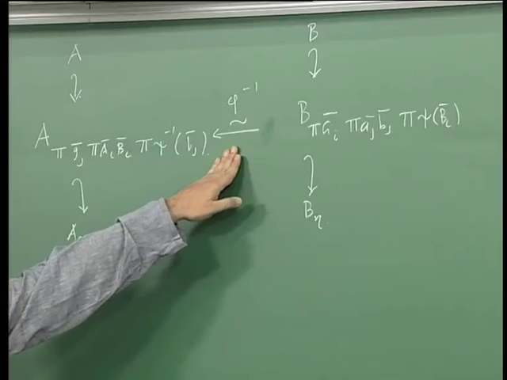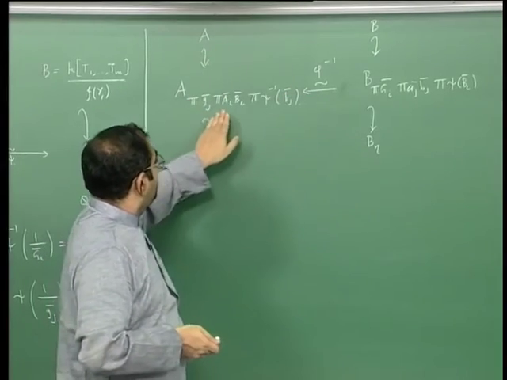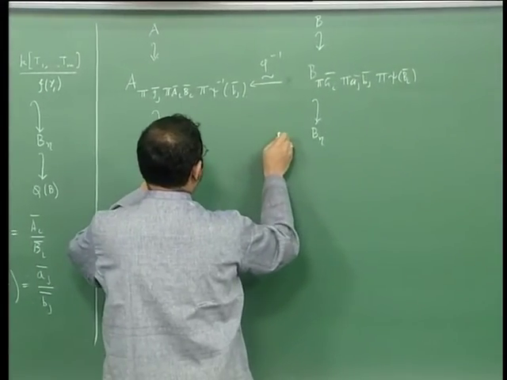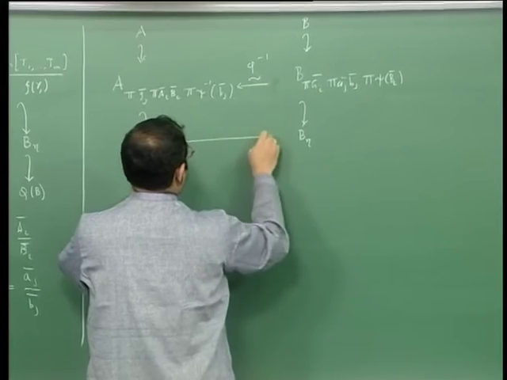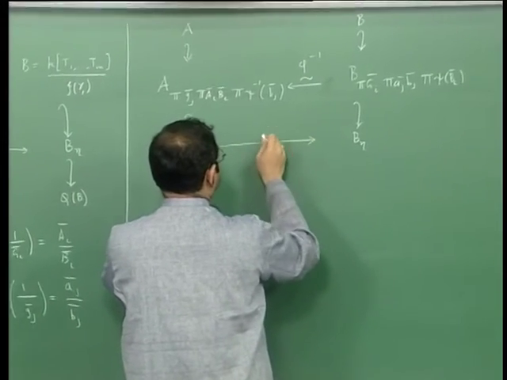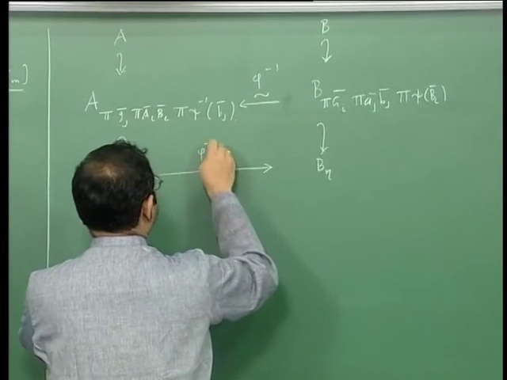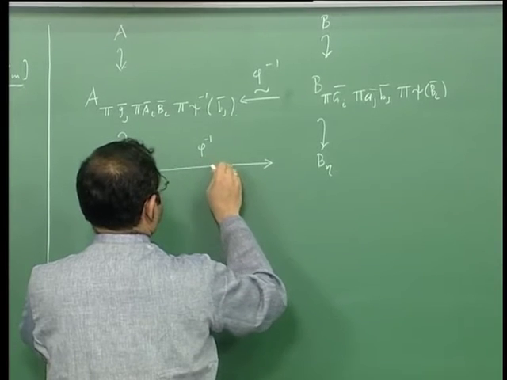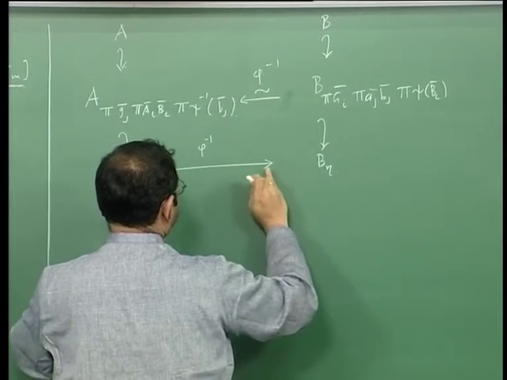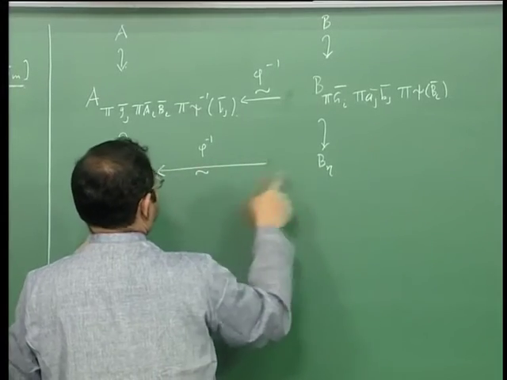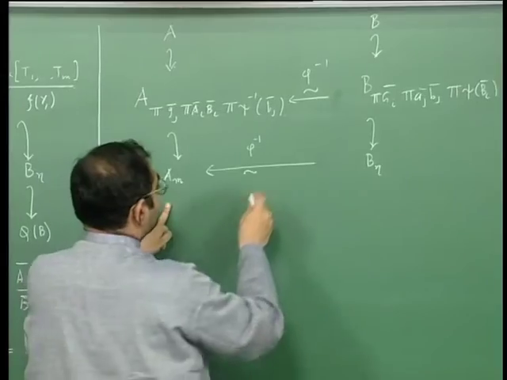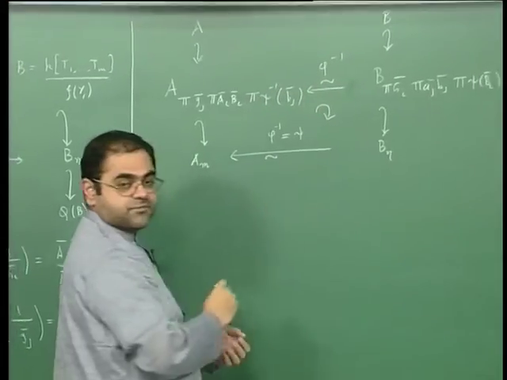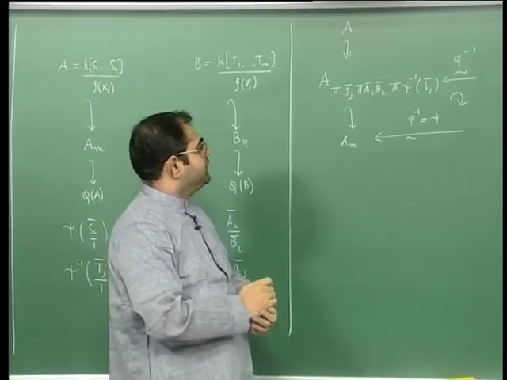Phi inverse just comes from the universal property of localization and the way in which these are defined. What this phi inverse will do is that it will also induce an isomorphism here, and this isomorphism will be the same as the isomorphism psi you started with, so you will get something like this.